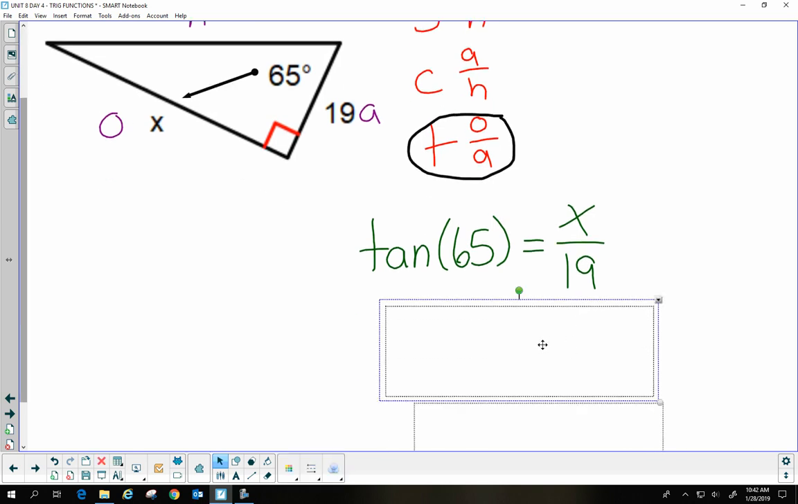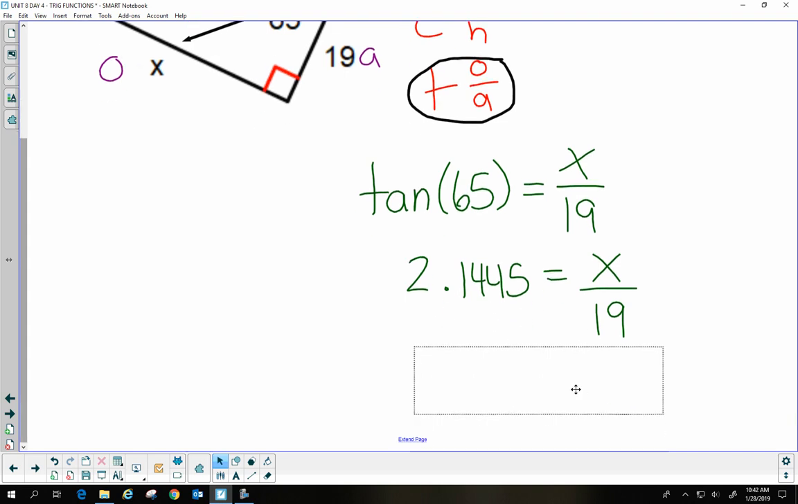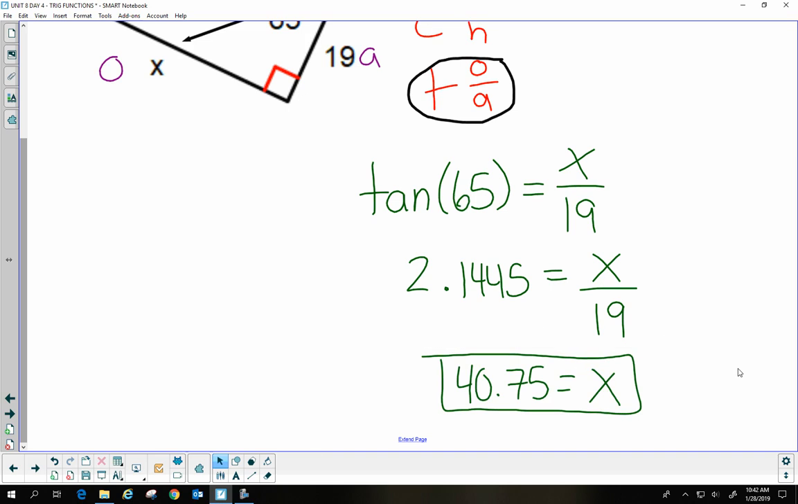There's functions on your calculator that say sine, cosine, tangent, and so I would just press tan 65 and it gives you this number. It's the value for the tangent of 65. And now I just have to solve this equation. Multiply both sides by 19 and get 40.75. I will show you in class how to do that function in the calculator.